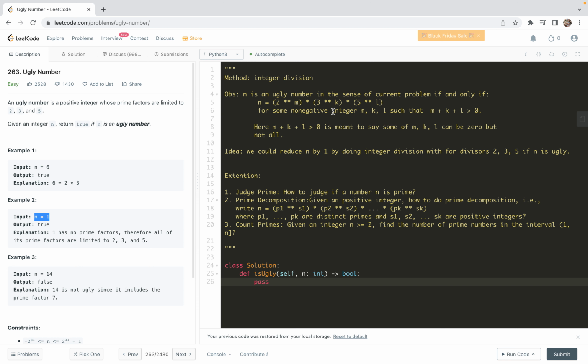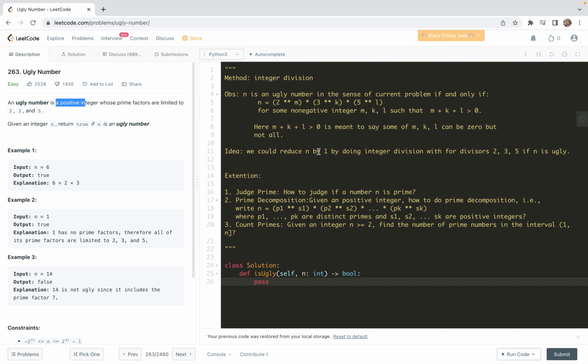Here the observation or mathematical definition of an ugly number in the current context is the following. N is an ugly number in the sense of the current problem if and only if n equals the product of some certain powers of 2, 3, and 5. The exponents m, k, and l are non-negative integers, such that m plus k plus l is greater than 0, meant to say that not all of them are 0. But in view of example 2, actually we can relax this to m plus k plus l greater than or equal to 0. This is just a convention.